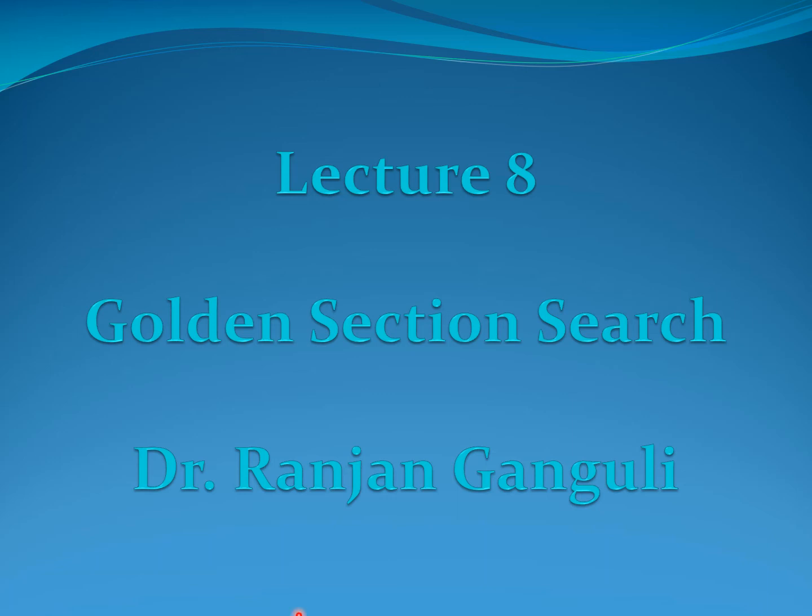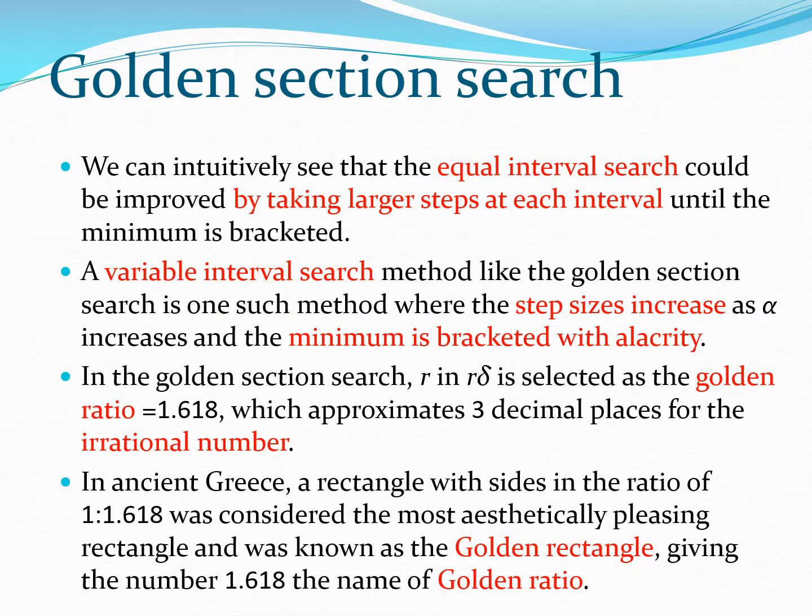So today we are going to start lecture 8, and this lecture is going to be on the golden section search. Now we have seen in the previous lecture that the equal interval search method essentially keeps taking steps of the same size, and after a certain point it is going to bracket the minimum point.